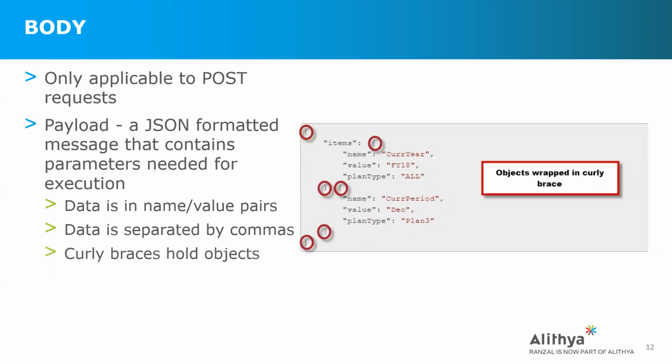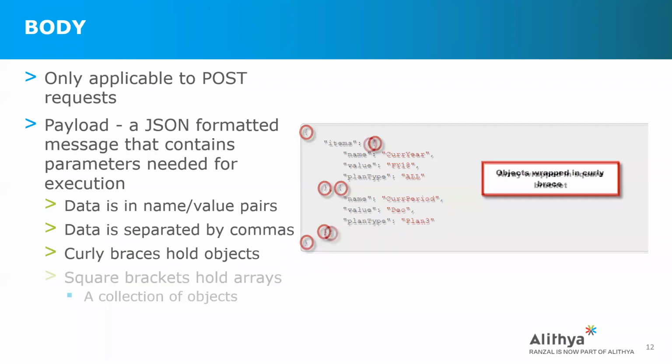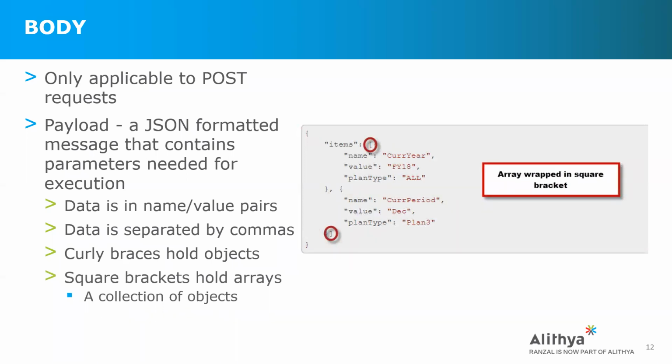Nothing crazy there. I've got what's known as objects. So within there, I've got objects wrapped in curly braces. If you look at the leftmost or outermost object, that's the entire body. That always has to be wrapped within a curly brace. The items object is wrapped in curly braces. Each section of that items object is there in the curly braces. And then the square brackets hold the array. So an array is a collection of multiple objects.